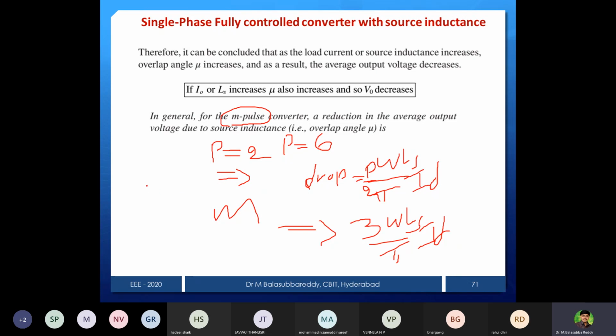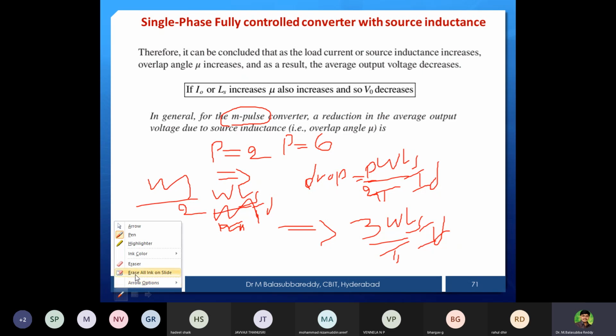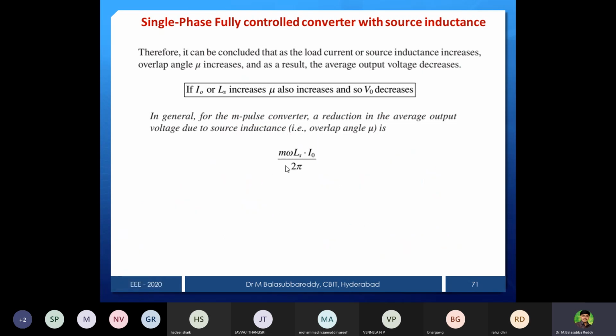So like that, if I don't know the pulse number, then for an M pulse converter, what is the expression I can give? Drop is equal to M omega Ls by 2 pi into Id. This is our expression. Now M may be 2 pulse or 6 pulse and so on. If M is 2, the drop is omega Ls by pi into Id, because 2 will get cancelled out. If M is 6, 6 by 2 is 3, that is 3 omega Ls by pi into Id. So this is the drop due to source inductance.